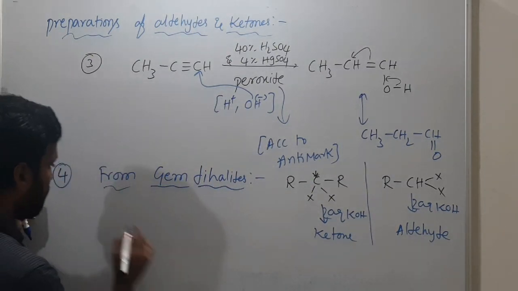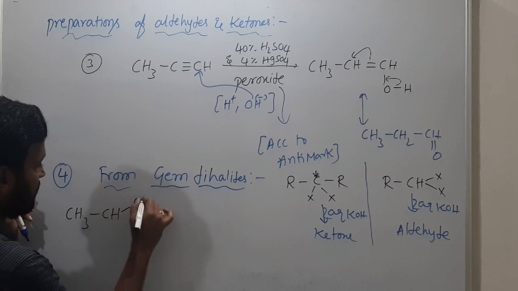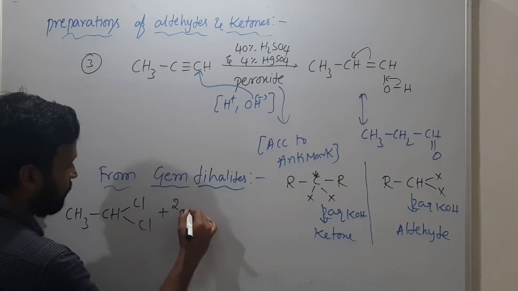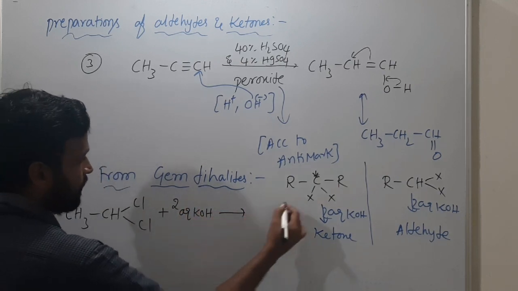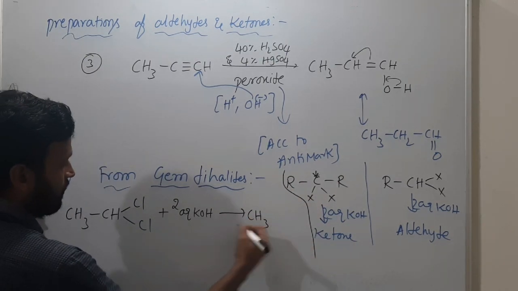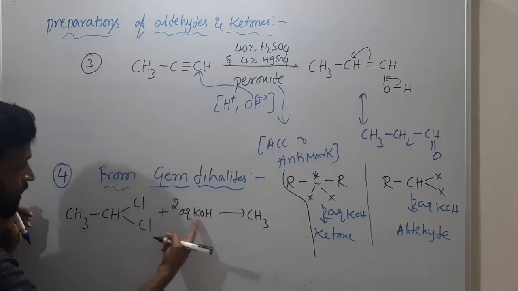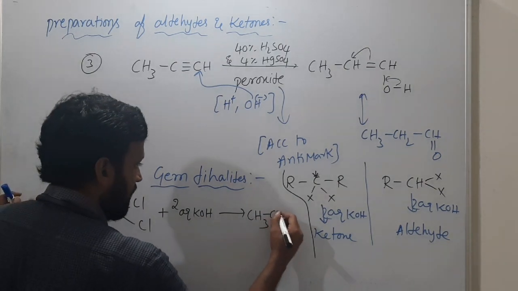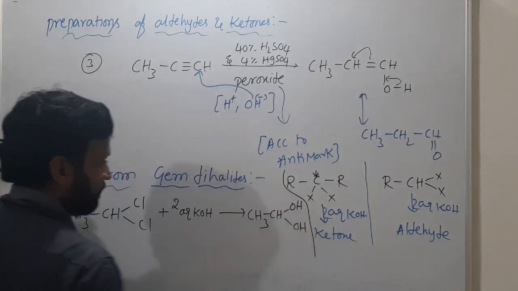I will write only one reaction, but the remaining we will continue later. CH3, CHCl and Cl. When you are using 2 moles of aqueous KOH, what is the product, can you say? So our product is CH3 with aqueous KOH. Do you remember alkaline KOH and aqueous KOH? So Cl is replaced by OH. So CH3 and CH and OH you have.